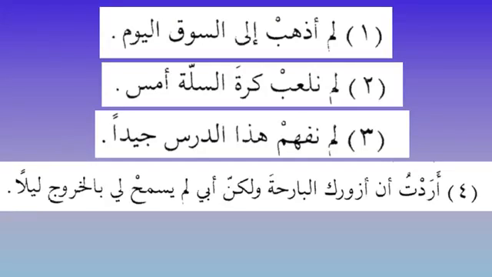He did not permit. Samaha, to permit. Yasma, he permits. Lam yasma means in the past tense. So he did not permit. Permit what? Li, he did not permit me bil khuruj laylan. So he did not permit me going out. Khuruj is your original masdar. Laylan is zarf. So he did not permit me to go out in the night. So that's how we translate.